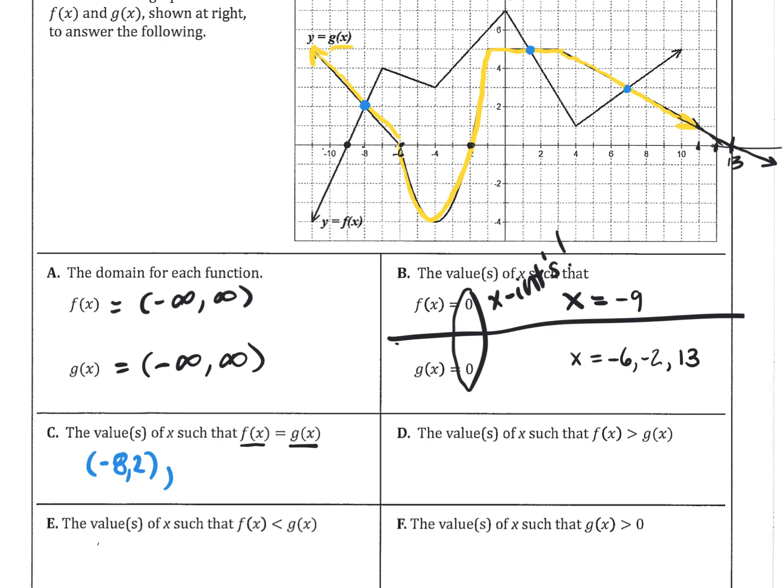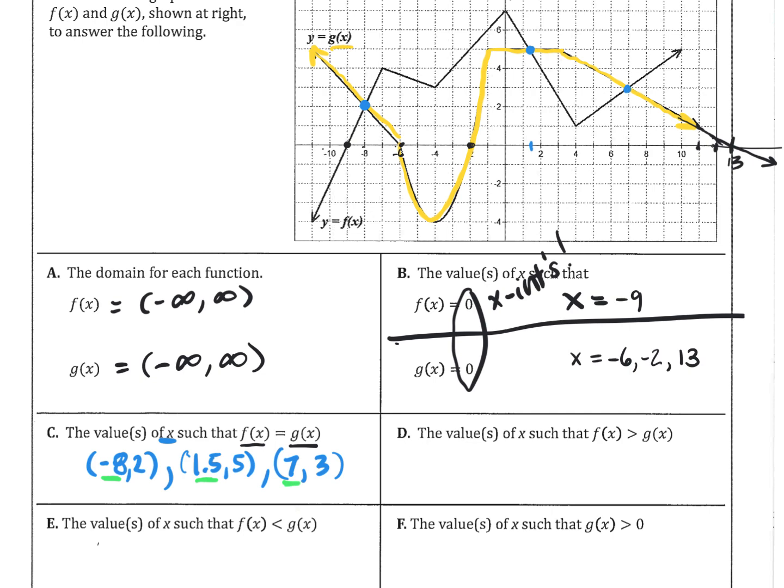Where's this point at? It looks like it's at about what? 1.5, 5? Okay. And where's the next one? Seven, 3? Now it says values of x, so maybe we ought to specify that it would be at -8, 1.5, and 7. Okay. Now we get to the fun part.